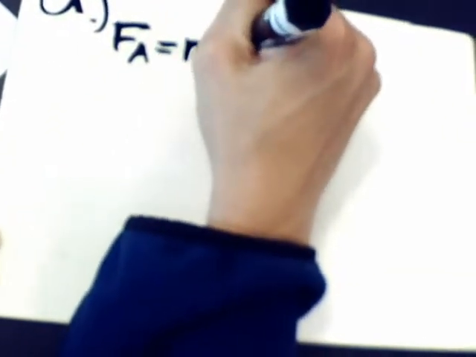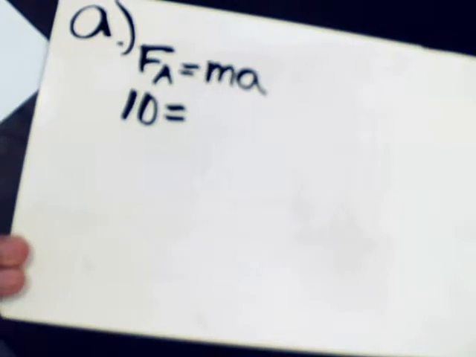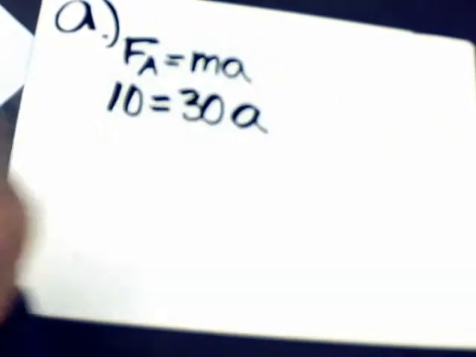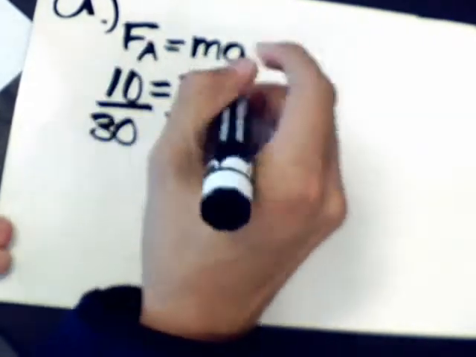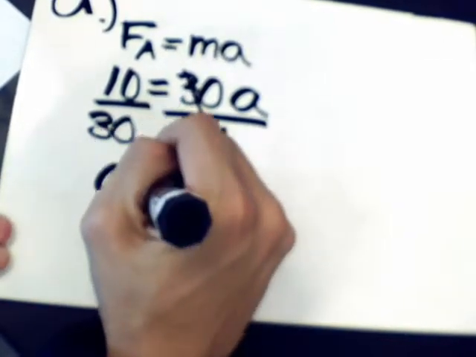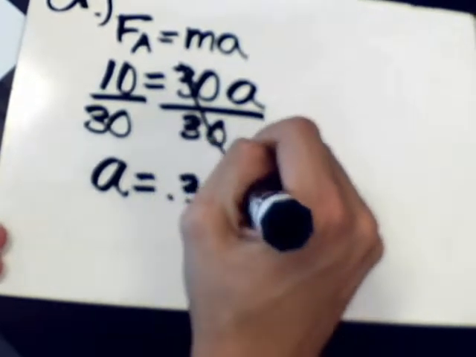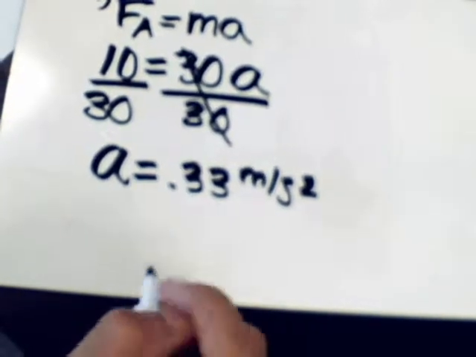For problem A, the first thing we need to do is find the acceleration. So the equation we're going to use is Fa is equal to mass times acceleration. We know that the applied force is 10 newtons, and the mass is 30 kilograms, so we need to find acceleration. Then you divide both sides by 30. The 30 cancels out, so acceleration equals 0.33 meters per second squared.